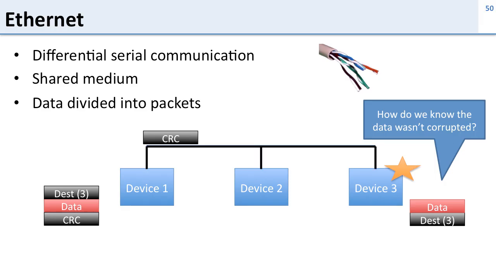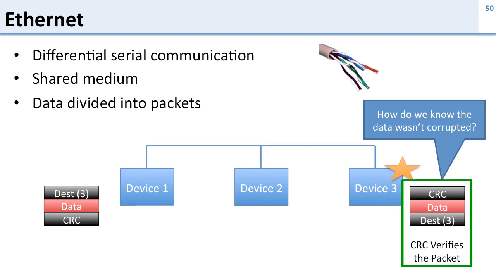So device 1 goes ahead and transmits the CRC, device 3 gets the CRC, and it calculates its own CRC. If the CRC that it calculates on the data matches the CRC that device 1 sent, then we know the data matches, and we can say that we've verified the data. If they don't match, then we know that something got corrupted and we don't accept the data, and we can tell the device to resend the data.